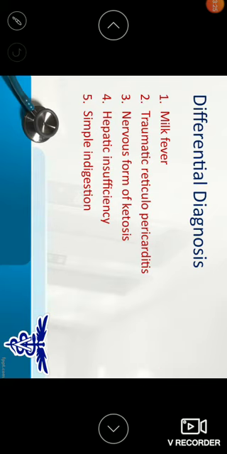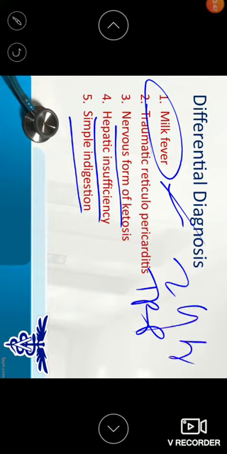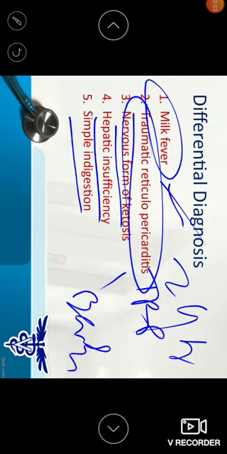Coming to the differential diagnosis, how can you differentiate ruminal acidosis from other diseases like milk fever, TRP (traumatic reticulopericarditis), nervous form of ketosis, hepatic insufficiency, and simple indigestion? In milk fever there is a history of recent parturition, within 24 hours. In traumatic reticulopericarditis, you should first go for the bamboo test: let the animal walk from a high point to a low point. When the animal does not walk, you can ascertain it might be a case of TRP.